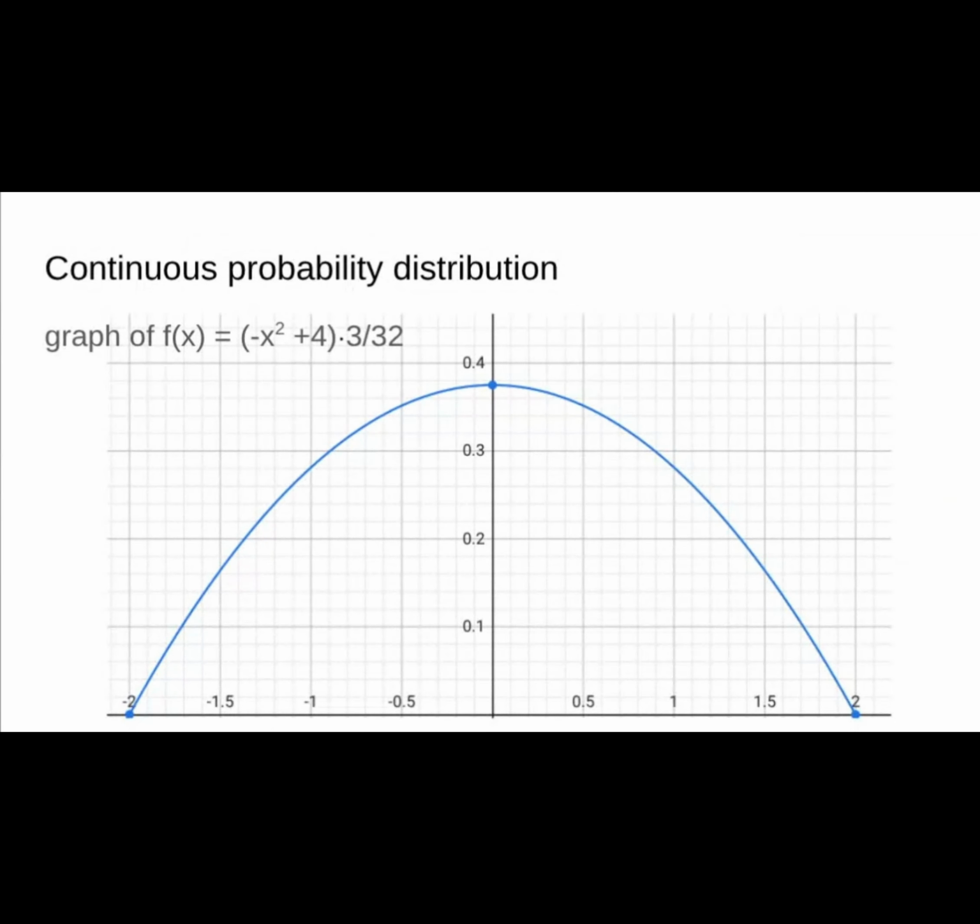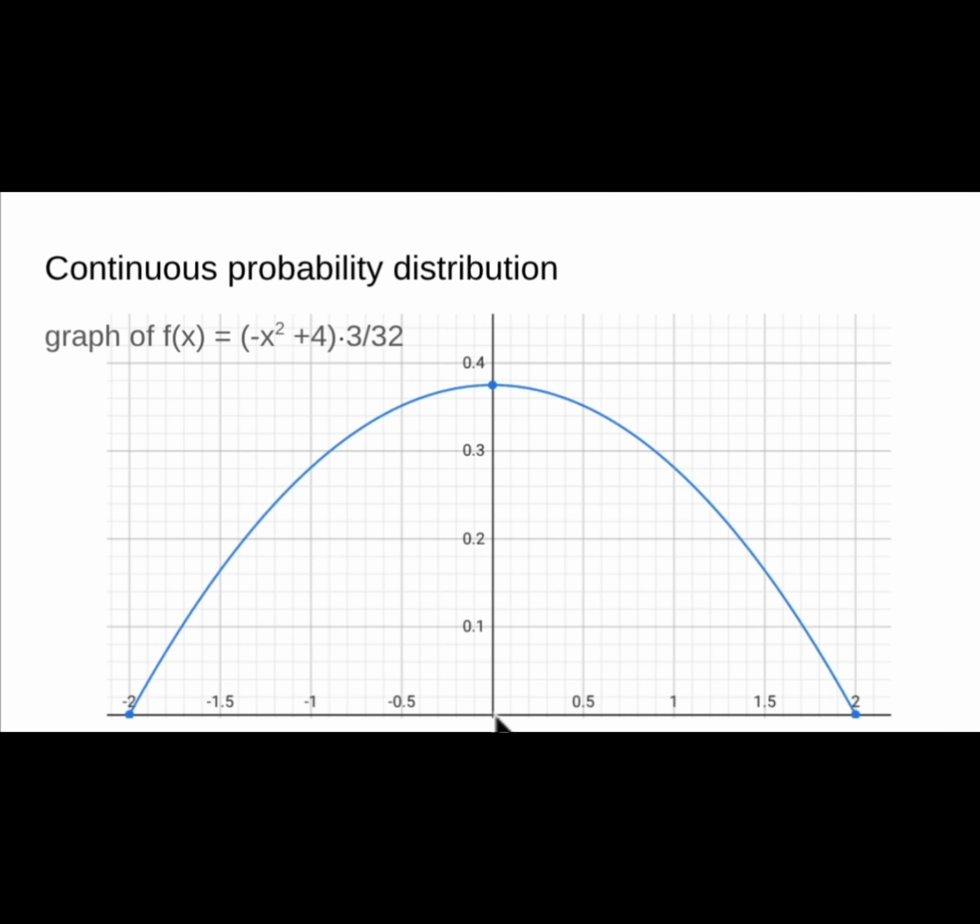To make sure you're clear about what a PDF is, it might help to refresh your memory about functions. This is a graph of the function f of x equals (minus x squared plus 4) times 3 over 32, between the x values -2 and 2. You might recall from Algebra 1 that the graph of a function y, or f of x, which is the same thing, we're going to call it f of x. f of x equals minus x squared plus some constant is such an upside down parabola.